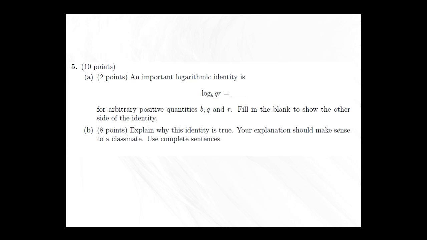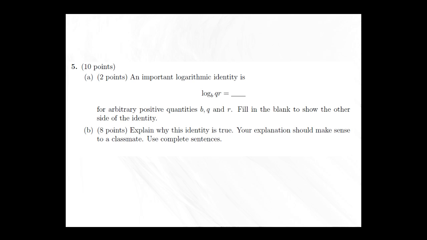Number 5, for 10 points. A, for 2 points, an important logarithmic identity is log base b of q times r is equal to blank, for arbitrary positive quantities b, q, and r. Fill in the blank to show the other side of the identity. B, for 8 points. Explain why this identity is true. Your explanation should make sense to a classmate.